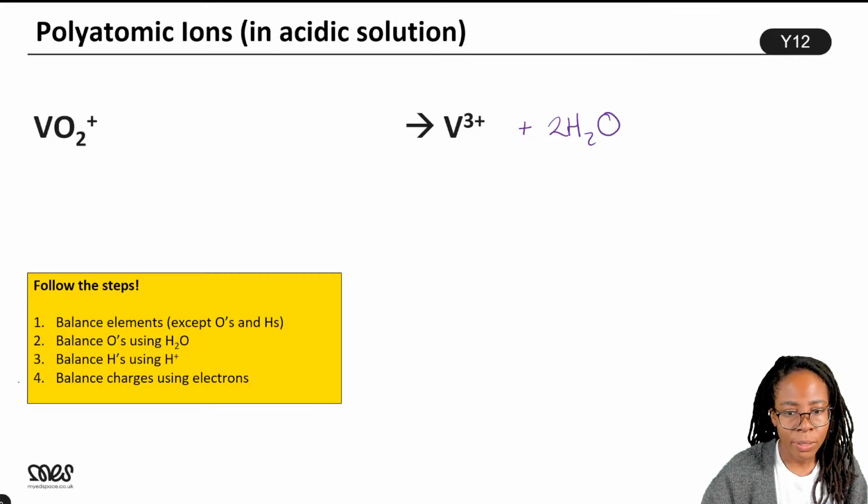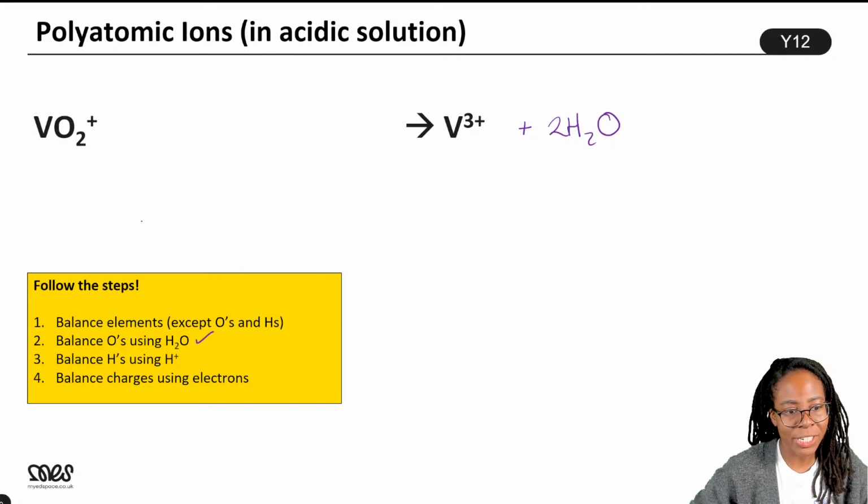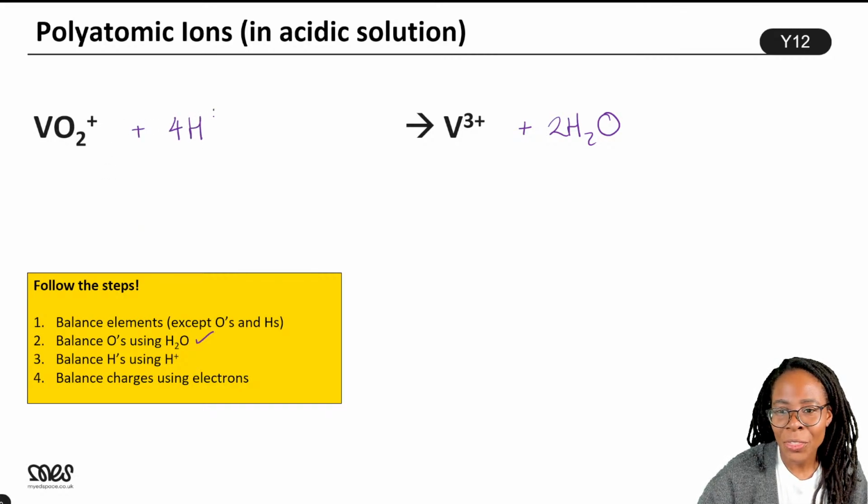Next step, balance our hydrogens using H plus. How many H pluses and on which side? Oops, spoiler. Can you see my pen? Lovely. 4 H pluses on the left. Lovely. And now we can balance our charges using electrons.